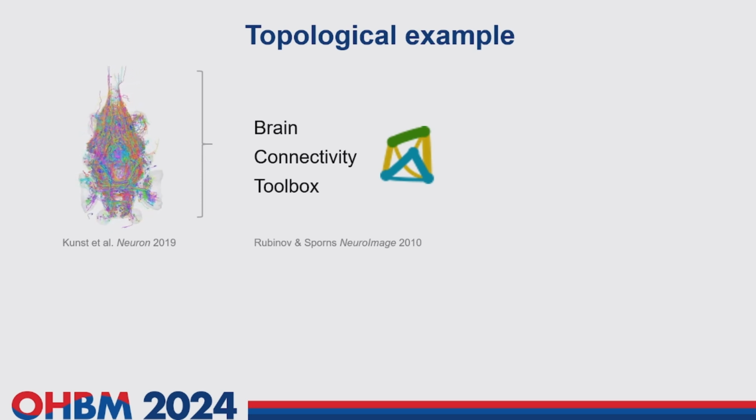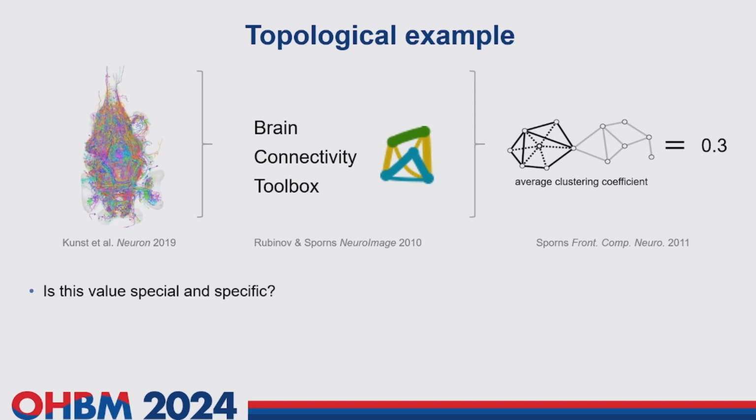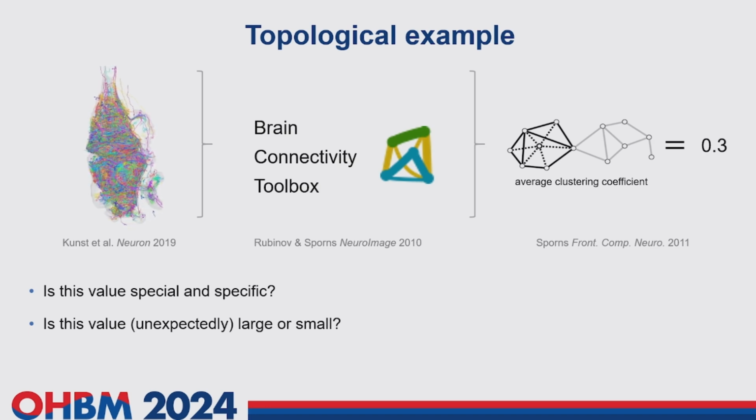And you might put this through your favorite toolbox for quantifying brain network organization and calculate some graph theoretical measures. For example, the average clustering coefficient that was mentioned previously, so the proportion of neighbors of a node that are themselves connected. And you find that this is 0.3. Okay? Then you might wonder, is this special, 0.3?